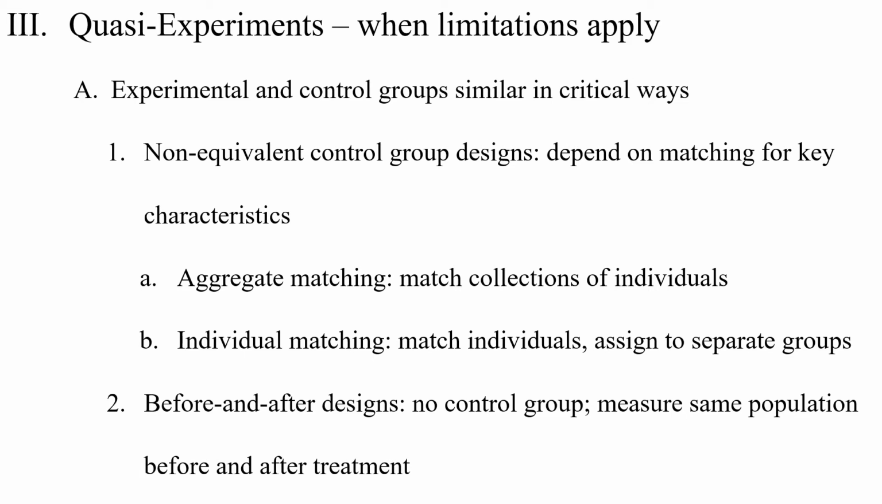Quasi-experiments are when you have limitations of time or money or ethics, and you just can't conduct a true experiment. So experimental and control groups are similar in critical ways. Well, you don't always know what those critical ways are. You don't know. So you're doing a field experiment and you're trying to match people in intensive care units to find out if this drug works or that drug works on COVID-19.